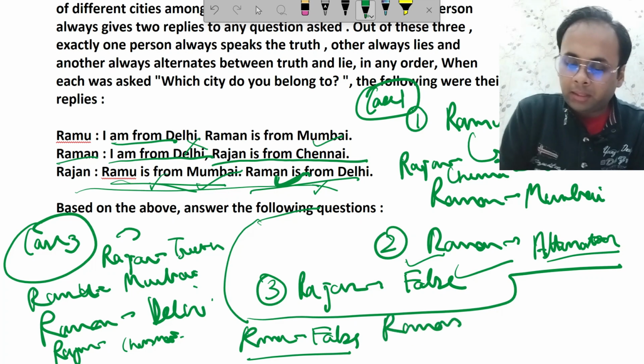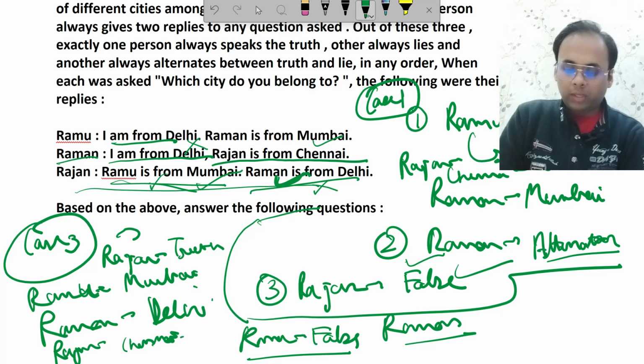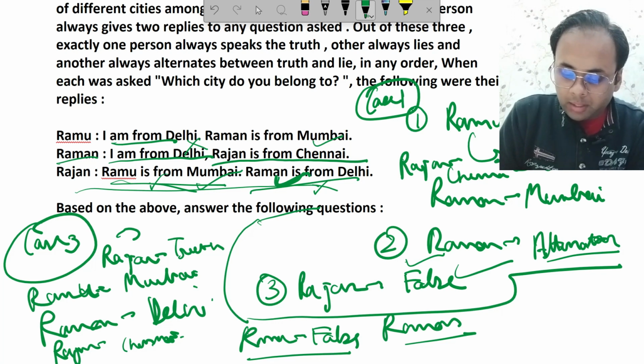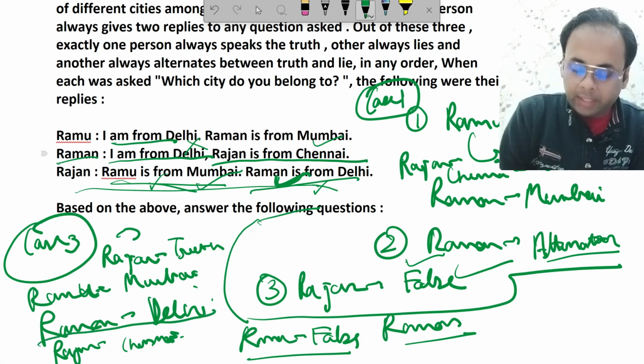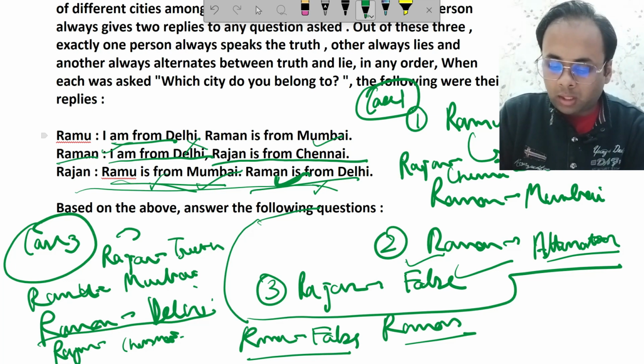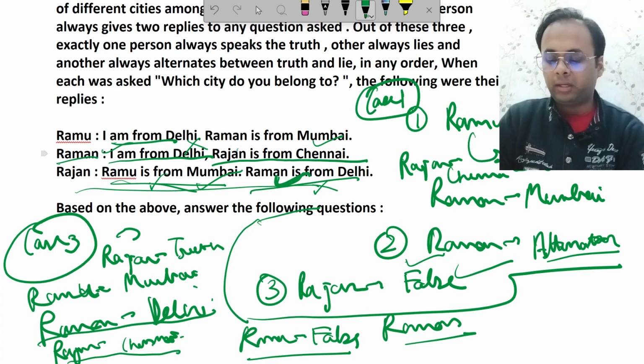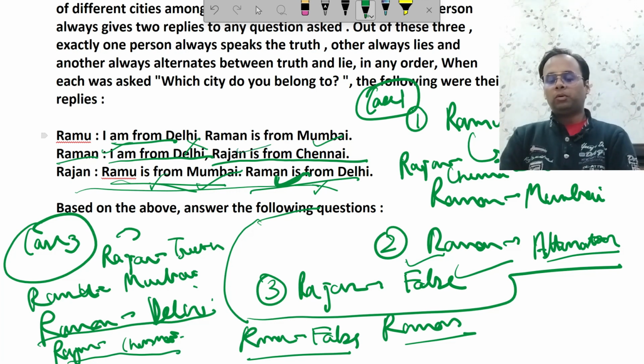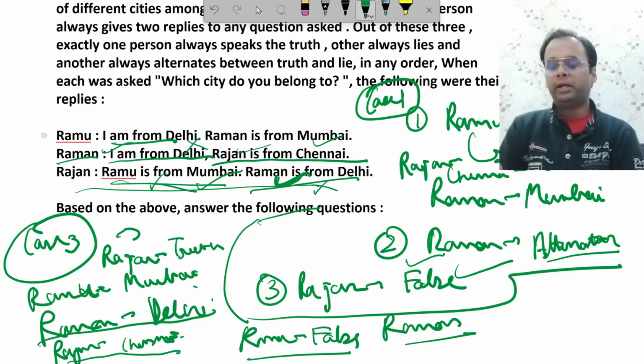So Raman makes two statements. I am from Delhi. So as per our assumption, Raman is from Delhi, correct? Second statement must be false. He says Rajan is from Chennai, and as per our assumption, Rajan is from Chennai. Both the statements are coming correct here. This case is also not possible because this is also self-contradictory.